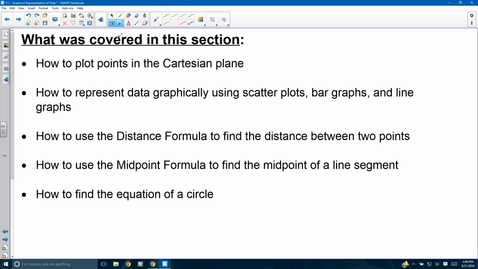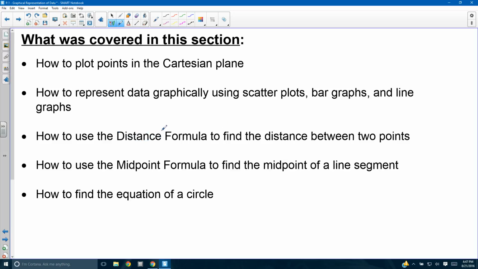All right, so I hope that this was very exciting. This is what we covered in this section: how to plot points in the Cartesian plane. Again, the x, y, moving over, up, down, left, right, even translation and reflection. How to represent data graphically using scatter plots, bar graphs, and line graphs. Essentially all the same thing, just a different way of looking at it, but still plotting the points using the x, y. How to use the distance formula to find the distance between 2 points.